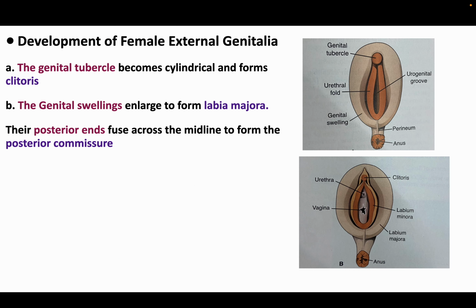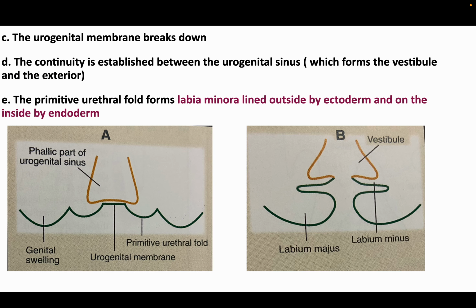Now with this much knowledge, we will discuss the development of female external genitalia. The genital tubercle becomes cylindrical and forms the clitoris. The genital swellings enlarge to form the labia majora. At the posterior end they fuse across the midline to form the posterior commissure. Now this urogenital membrane, it breaks down. The continuity is established between the urogenital sinus and the exterior.